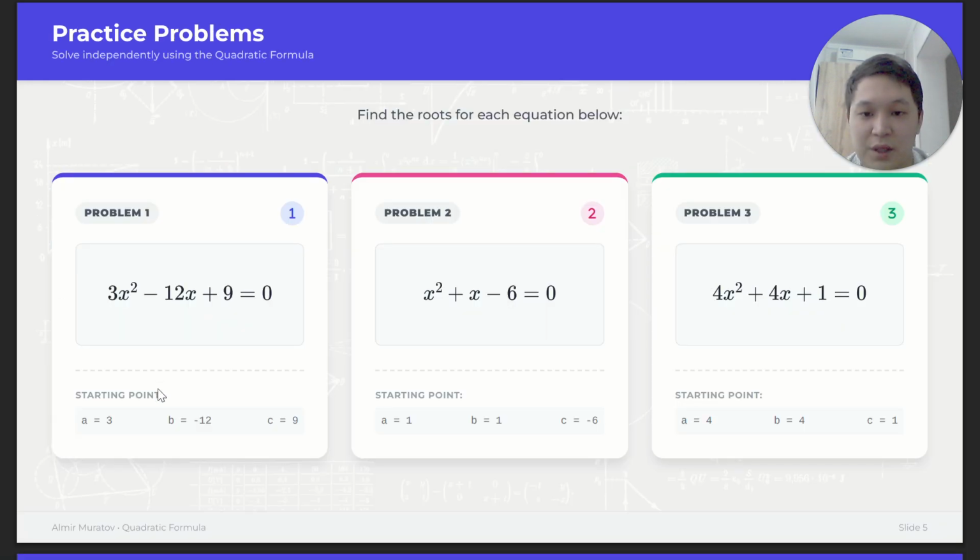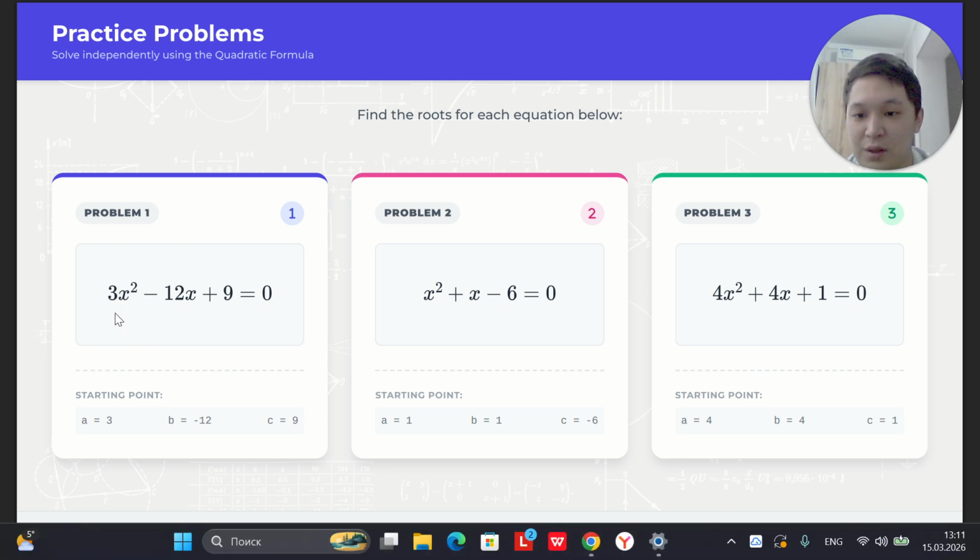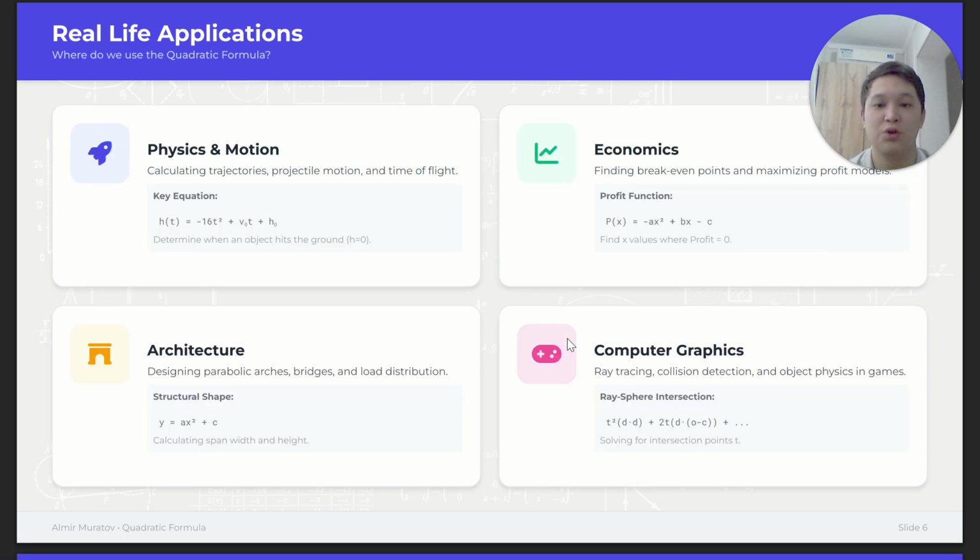You can take a picture and solve it at home. So it's like simple questions, and we already solved the questions. So I can tell you where we can use this in real life applications.